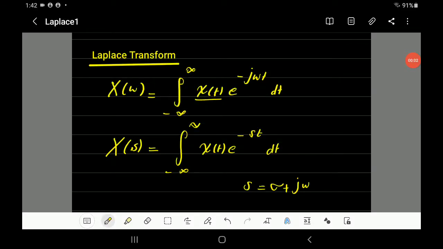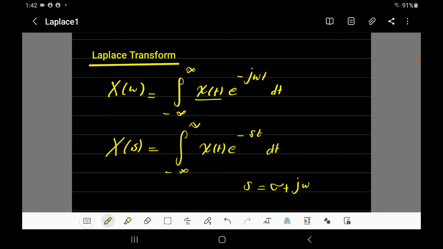Hi, it's the first lecture in Laplace Transform. So what's Laplace Transform? Laplace Transform belongs to a class of transforms called linear integral transforms that have such a property. The Laplace Transform converts linear time invariant differential equation into algebraic equations that are generally easier to solve.